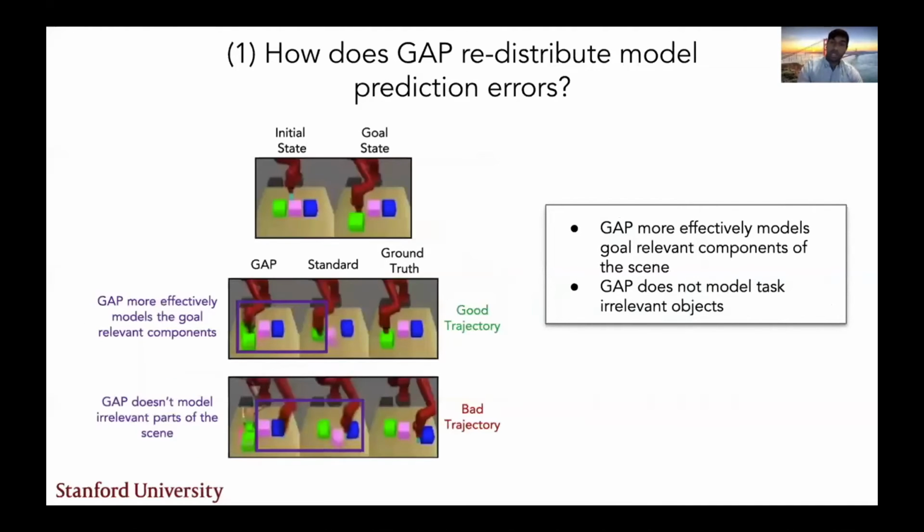We observe this qualitatively as well, where GAP more effectively models the target object in a good trajectory, seen in the middle, and does not model task-irrelevant objects at all, as seen in the predictions on the bad trajectory in the bottom.